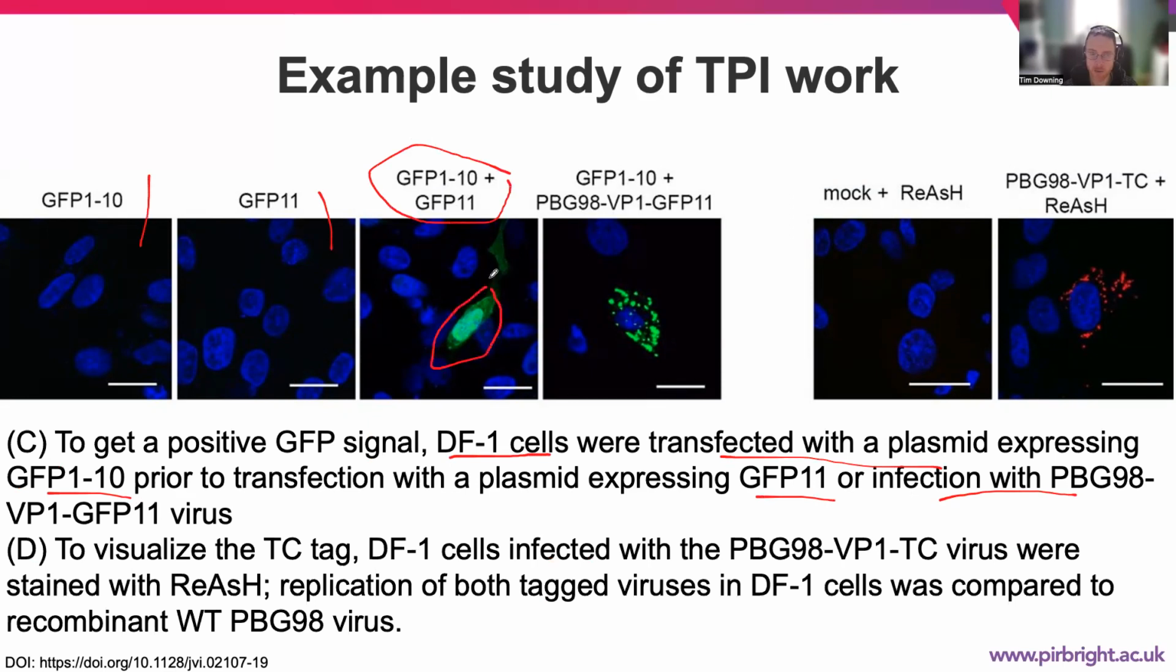And then we are able to visualize the virus particles here in green. So you can see that there's clearly evidence of abundant infection of these different cells, and you can see the virus factories there. To look at the DTC tag, again, the DF1 cells were tagged with the same virus stained with this bioidentical compound. And this was compared to the recombinant one. So this is the control.